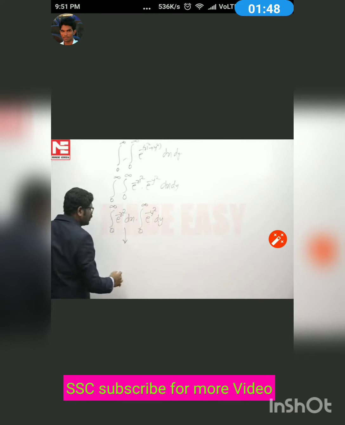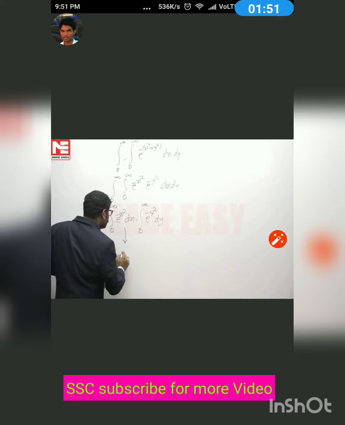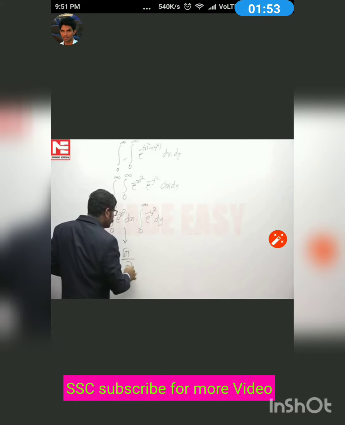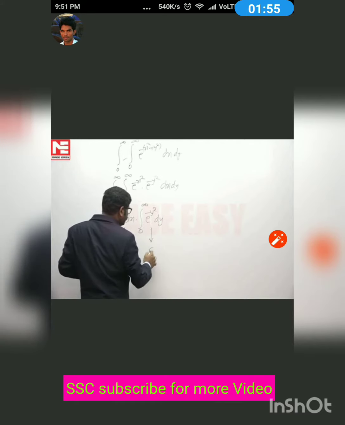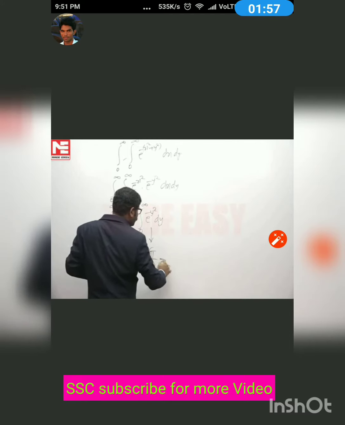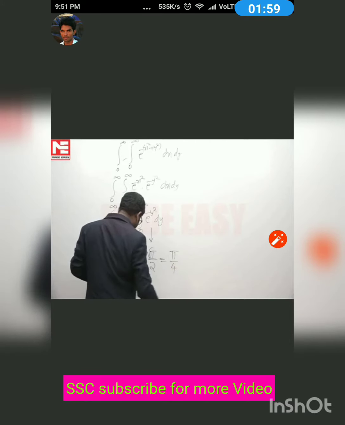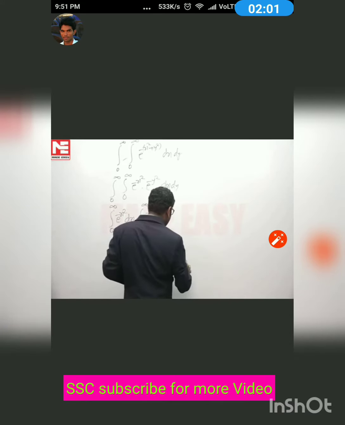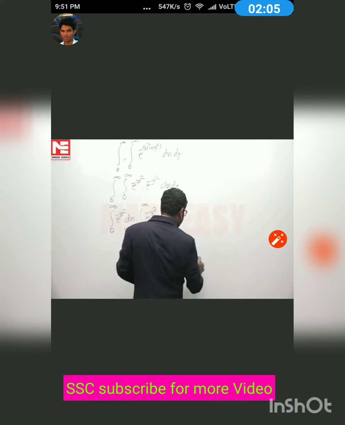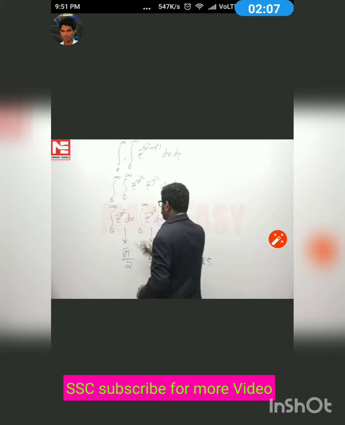Now this value is root pi by 2, and this value is also root pi by 2. Therefore the final value is pi by 4. That is nothing but 0.785. How is this value root pi by 2?